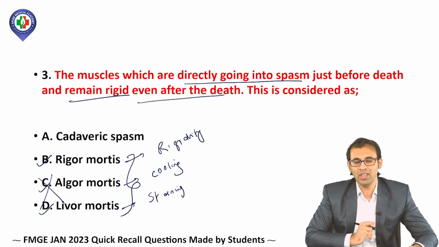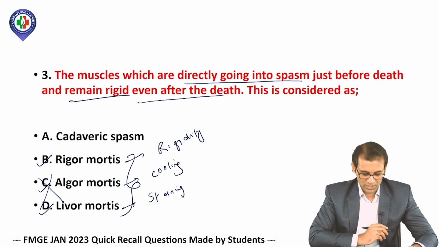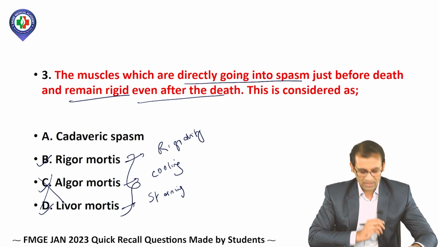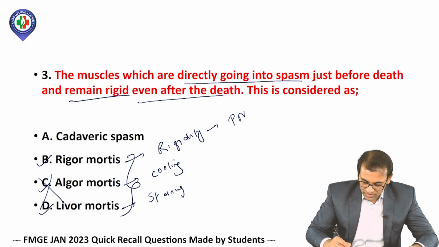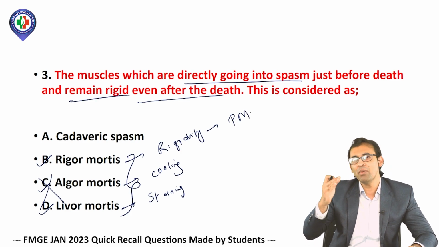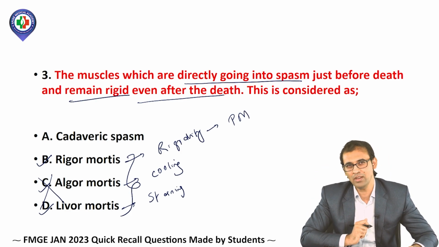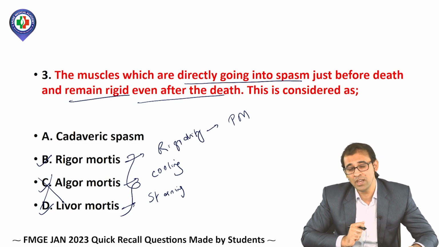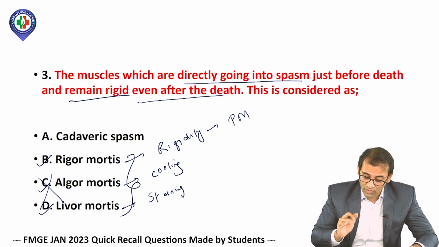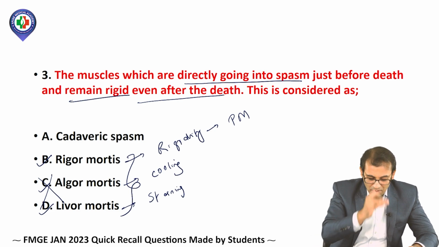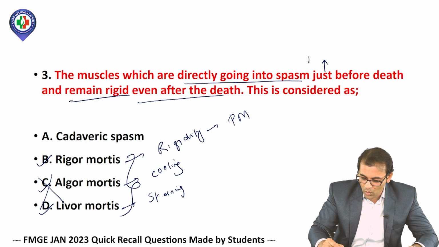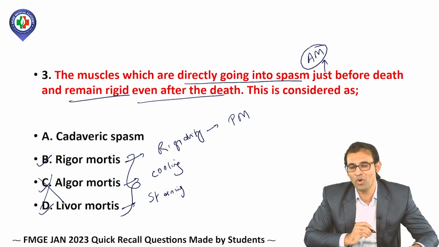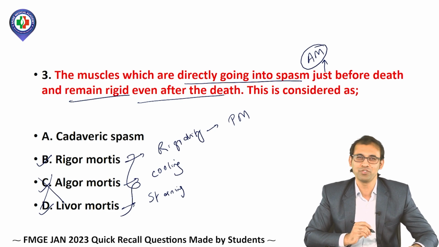There can be confusion between rigor mortis and cadaveric spasm. Let's understand here. Rigor mortis is completely a post-mortem sign. It will start after a minimum of half an hour after death, right? But what is given in the question: the muscles which are directly going into spasm just before death. So in the question they have asked about an ante-mortem sign. Rigor mortis is not ante-mortem. Rigor mortis is completely post-mortem.